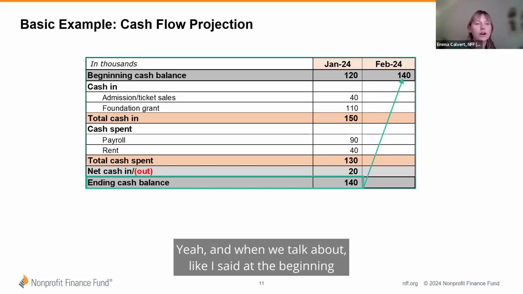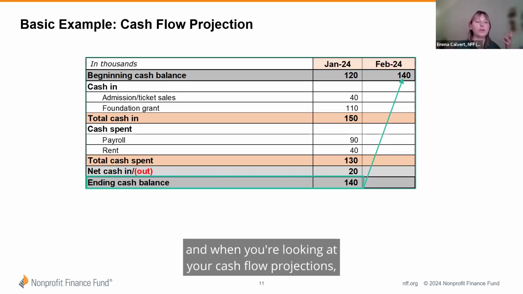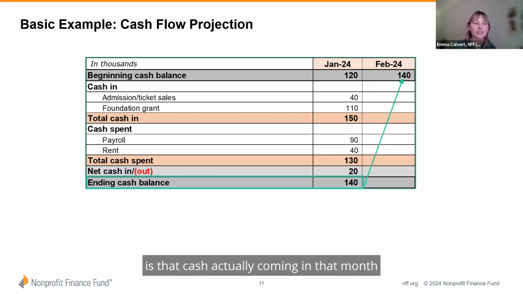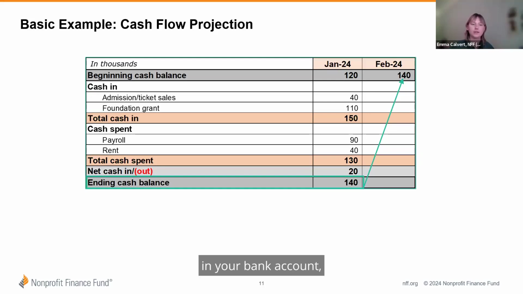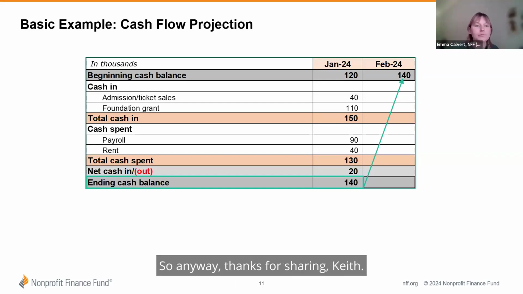When we talk about, like I said at the beginning, the difference between accrual accounting and when you're looking at your cash flow projections, it is cash actually coming in that month on that day, actually received in your bank account, and cash going out, once again, leaving your bank account. So anyway, thanks for sharing, Keith.